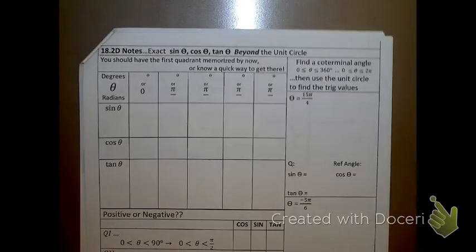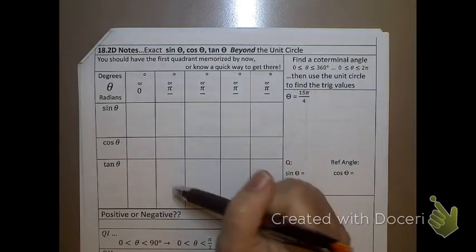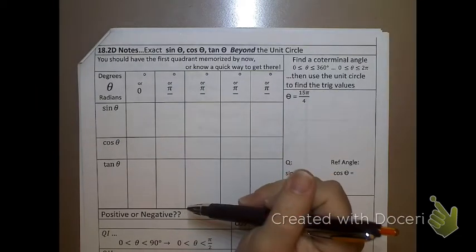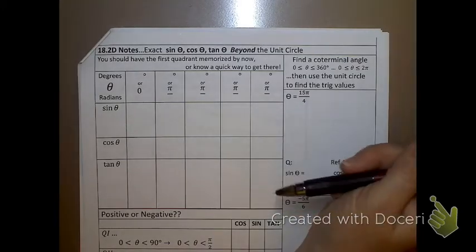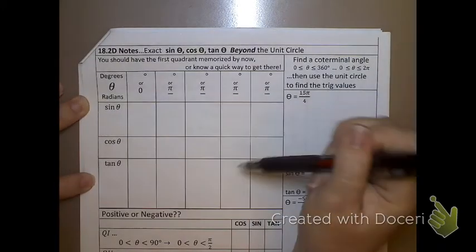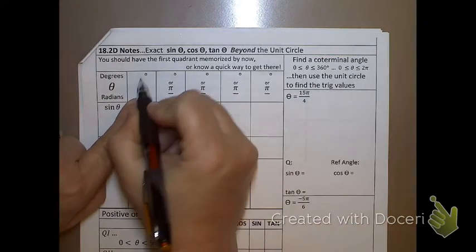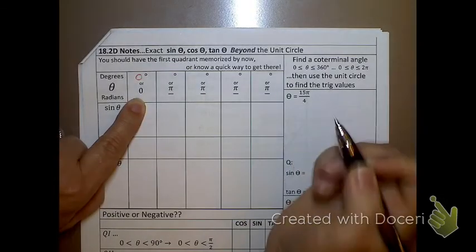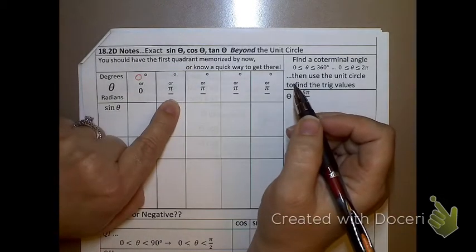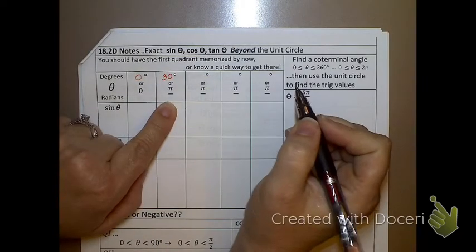So we're going to start off 18.2D by filling in some information we already know. Okay, thank you. I will fix that. There we go. So all of this stuff we should be able to fill out pretty quick. We have 0 radians. What is that in degrees? 0 degrees, right?